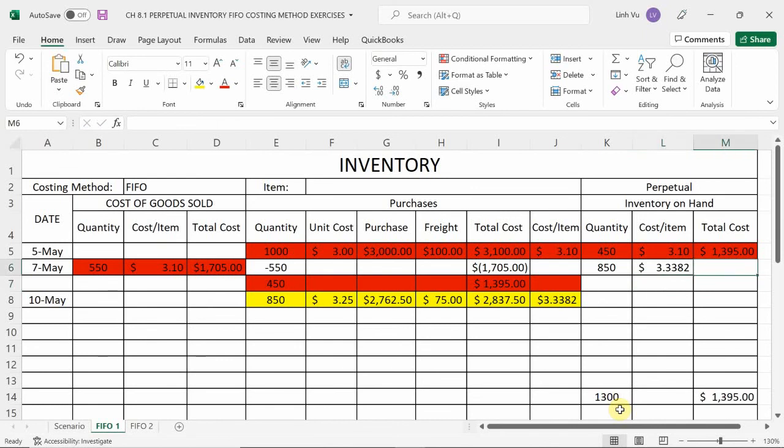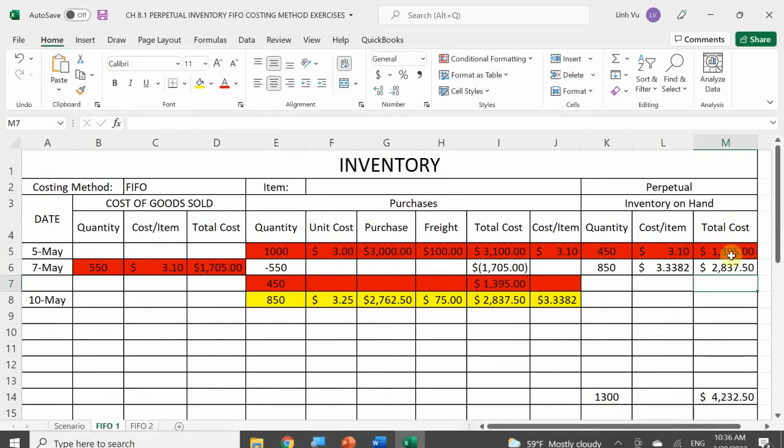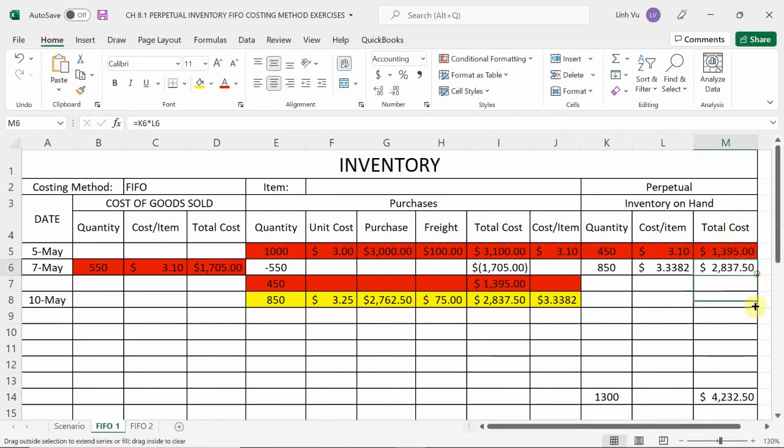Okay, and I'm also going to have my formula like this. So then again, I have 28.3750, and this batch of inventory is yellow. Now that I have this, look at my total. I have 1,300 units available at a grand total of $4,232.50. So that's what this column down here below represents.